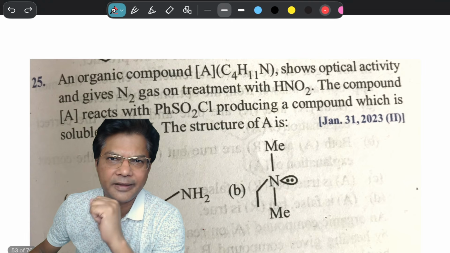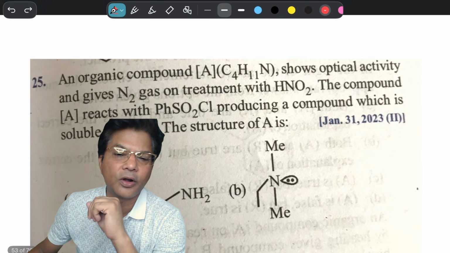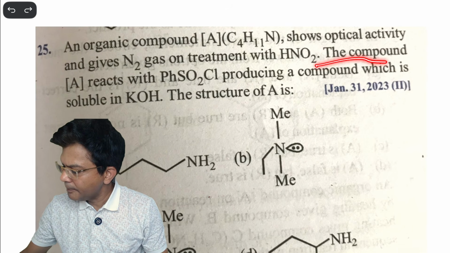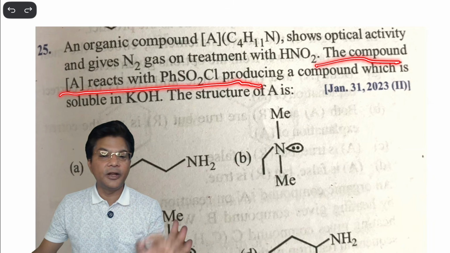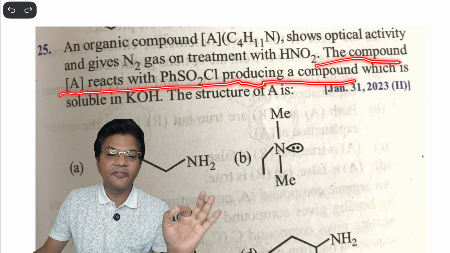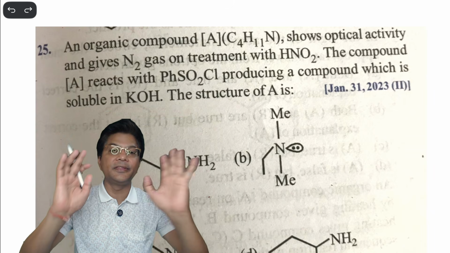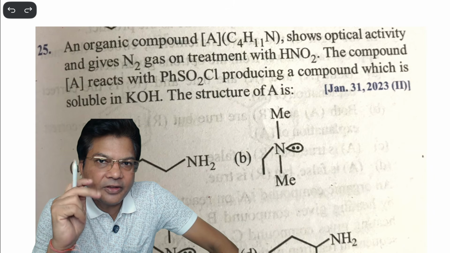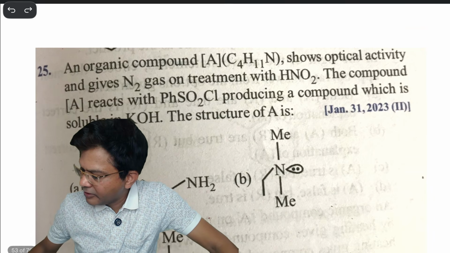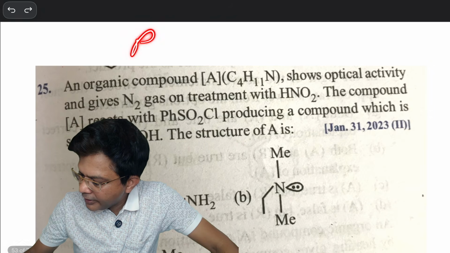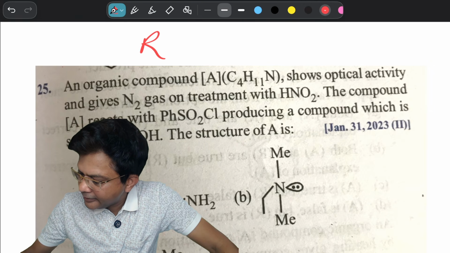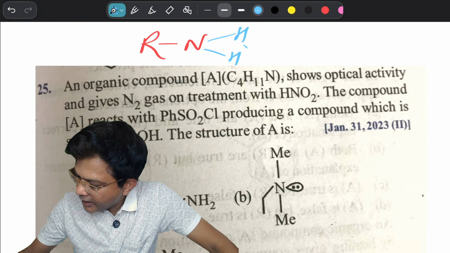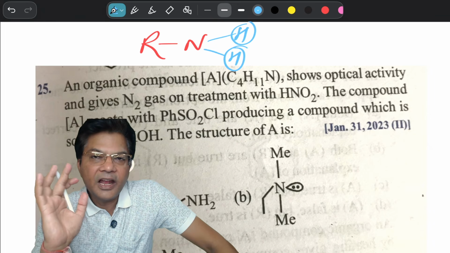So it must be coming that it's aniline. No. You see only 4 carbons are there. Now compound A reacts with benzene sulfonyl chloride, and after reaction it is soluble in alkali. Now one thing is very clear, it is 1 degree aliphatic amine because it must have 2 hydrogens, one to react with benzene sulfonyl chloride, another one to react with alkali. So definitely it is 1 degree aliphatic amine.